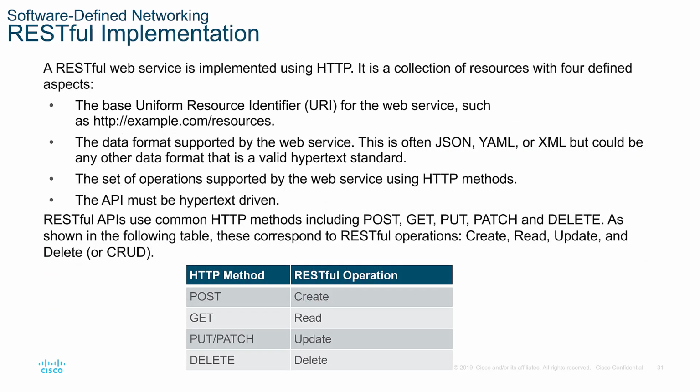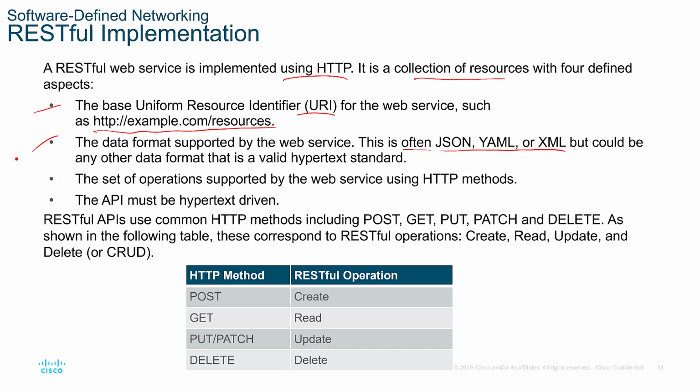With RESTful implementation, again, the RESTful web service will be implemented using HTTP. It's a collection of resources, and it has 4 defined aspects. Basically, it has a base uniform resource identifier, or URI, such as http://example.com/resource. That's 1. 2, the data format supported by the web service, often JSON, YAML, or XML, but could be other data formats. That's 2.